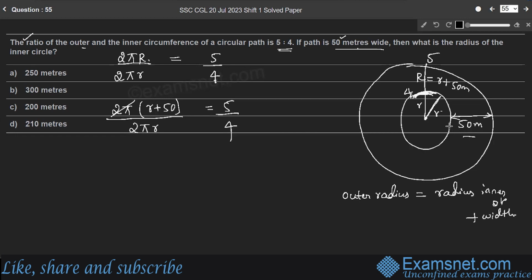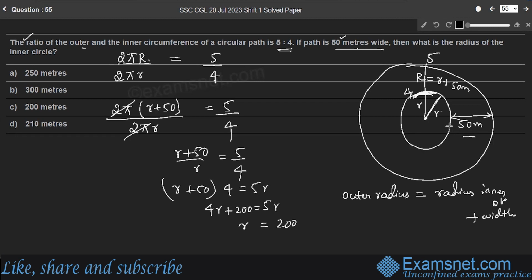Now simplify it, we can cancel 2 pi and 2 pi. Therefore, (r plus 50) by r is equal to 5/4. Simplify it. (r plus 50) into 4 is equal to 5 times r. Therefore, 4r plus 200 is equal to 5r. Therefore, r is equal to 200. So radius of the inner circle is 200 meters, right? Therefore, option C is the right answer. Radius of the inner circle is equal to 200 meters, right?